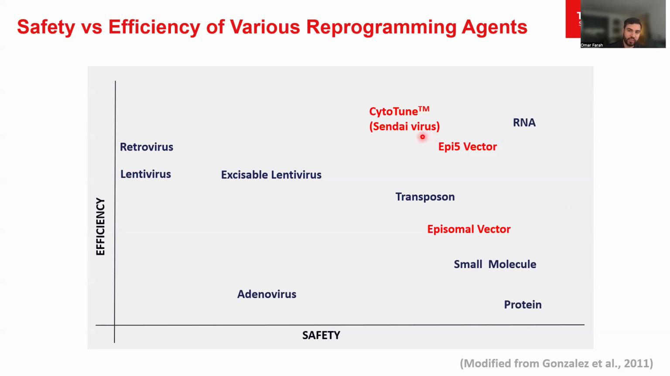Now you see the three methods that are highlighted in red over here are reprogramming methods that we have ready-made solutions for at Thermo Fisher, but there's a lot of other ways in which you can reprogram. For example, with the mRNA method.